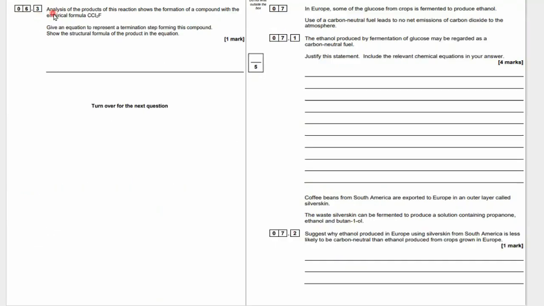Part 3. Analysis of the products of this reaction shows the formation of a compound with the empirical formula CCl2F.